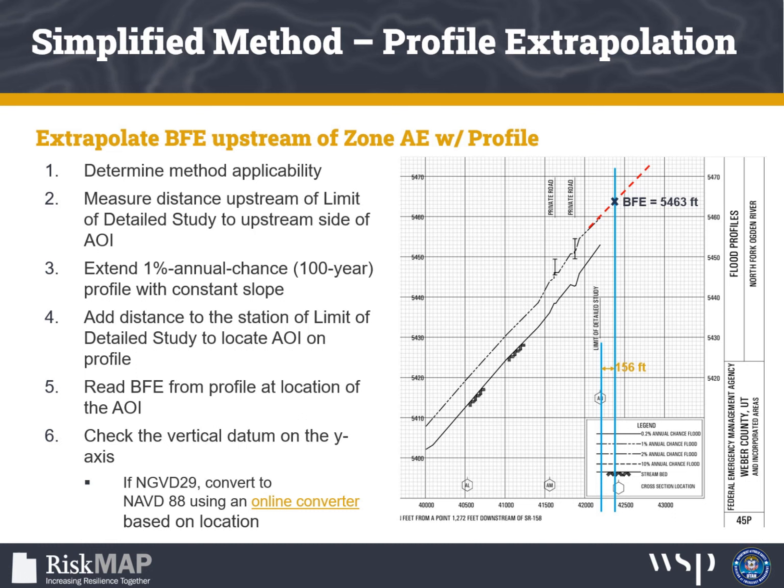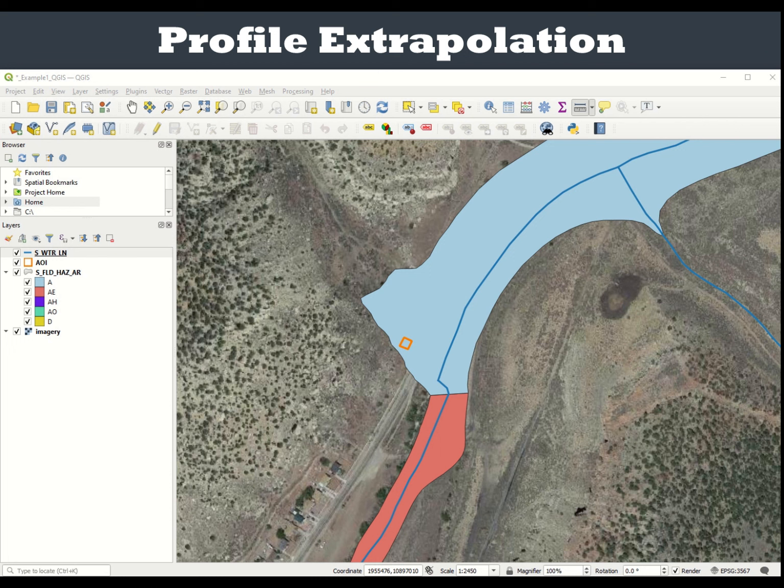In this simplified method example, we will use a nearby effective FEMA detailed study. You will need the National Flood Hazard Layer near the area of interest, the flood insurance study report associated with the detailed study, and a GIS application such as QGIS. The first step is to determine whether this method can be used.